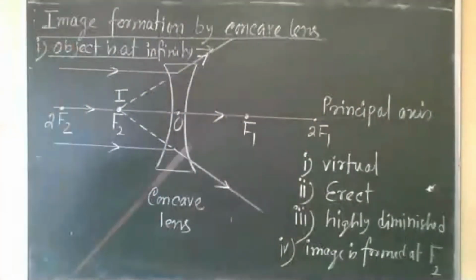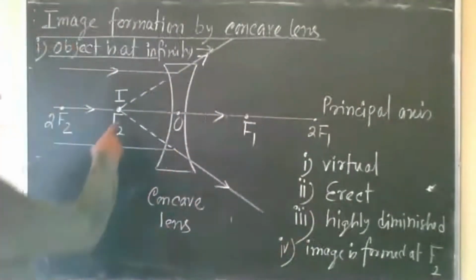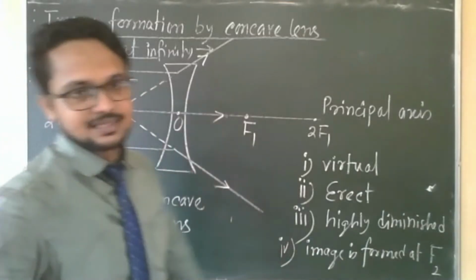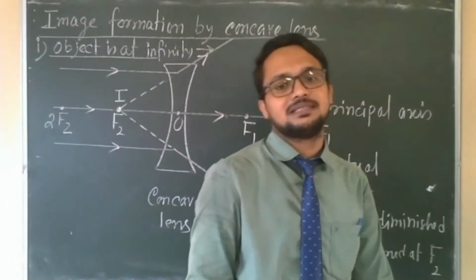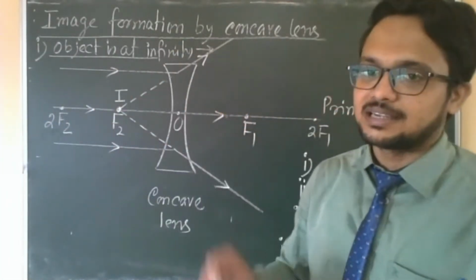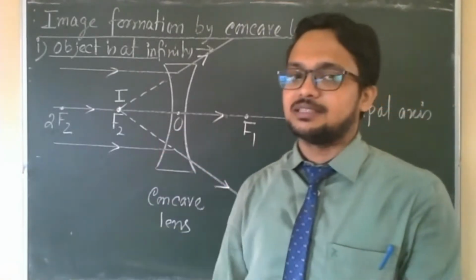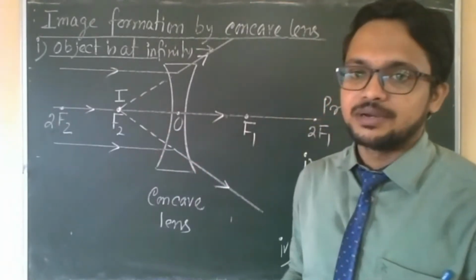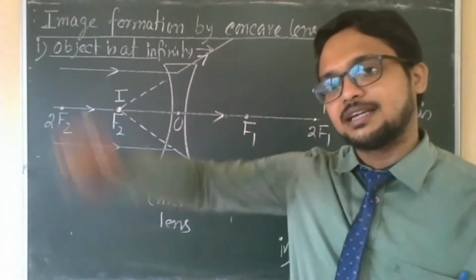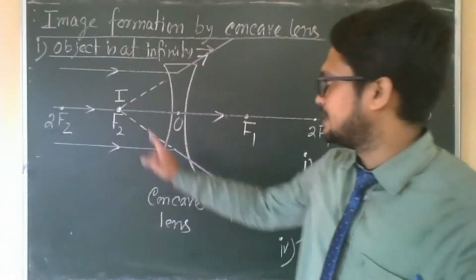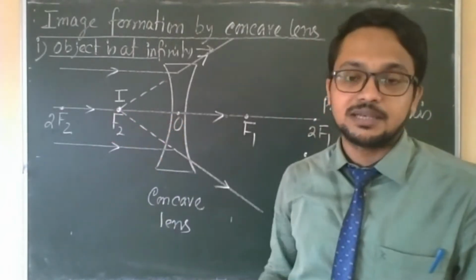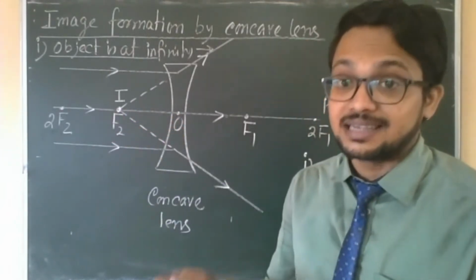For this case, keep in mind this is the maximum image distance in case of concave lens. In case of convex lens, we are saying the maximum image distance is at infinity, right? But here this is the maximum image distance. What is the maximum image distance for concave lens?